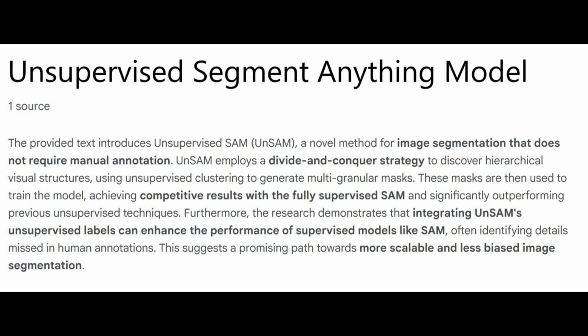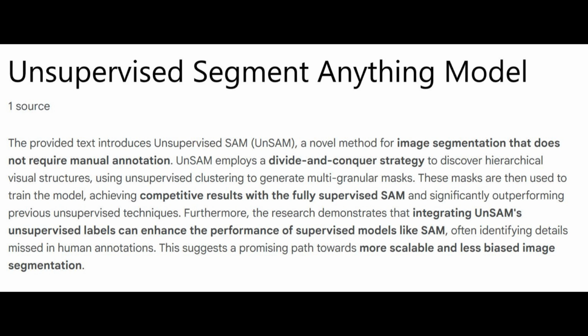UNSAM zooms in on each of those regions and uses a bottom-up clustering method. Essentially, it starts grouping similar pixels together, merging them into larger and larger groups. This process reveals a hierarchy of parts within each object. It's like solving a jigsaw puzzle, right? You start with the edges and corners, grouping similar colors and patterns, and gradually build the complete image. That's a great analogy.